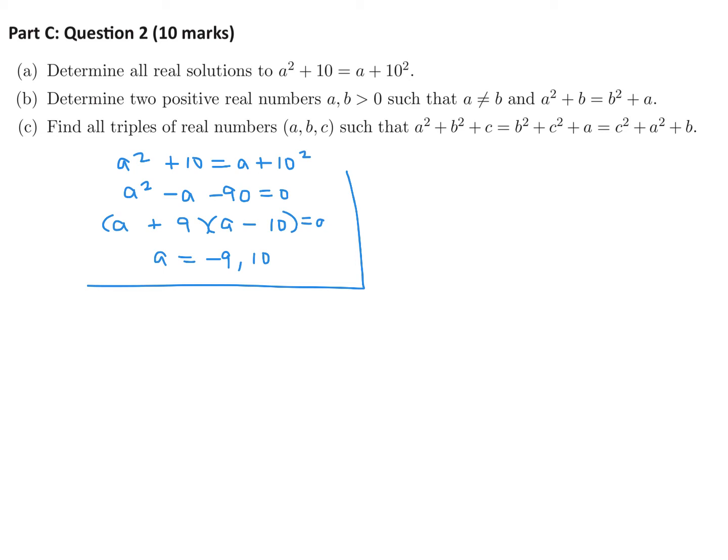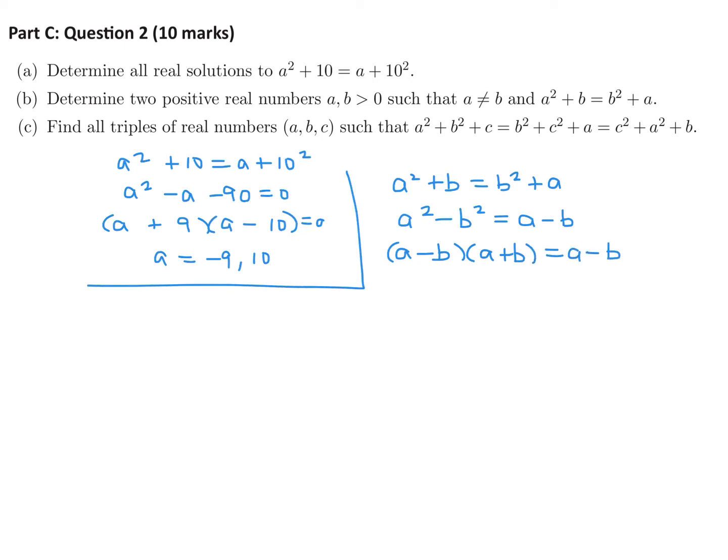Part B. Determine two positive real numbers, a, b greater than 0, such that a is not equal to b and a squared plus b is equal to b squared plus a. Okay, so let's put this all on one side. So a squared minus b squared, just that part, and then this is a minus b. This factors very nicely into (a minus b)(a plus b), and this is a minus b.